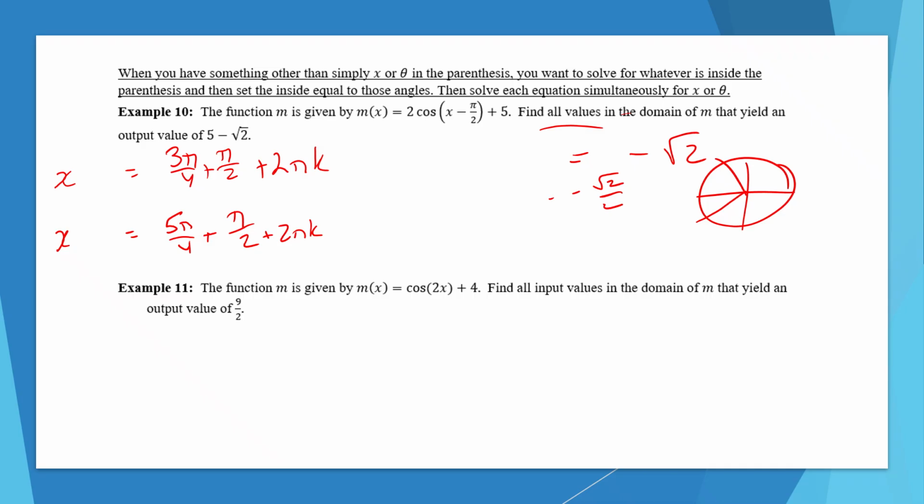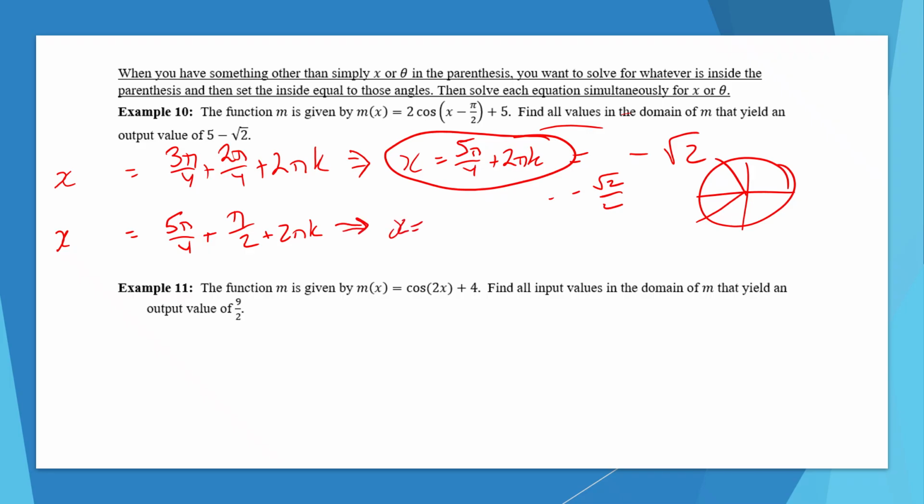And now we want to simplify what we can. So this is x equals 3 pi over 4 plus pi over 2. Pi over 2, to put it with a denominator of 4, just so we can add the fractions, is 2 pi over 4. So this should be x equals 5 pi over 4 plus 2 pi k. That's going to be our answer there. And then this is going to be x equals, and this was 2 pi over 4, so 7 pi over 4 plus 2 pi k. That should be our answer there.